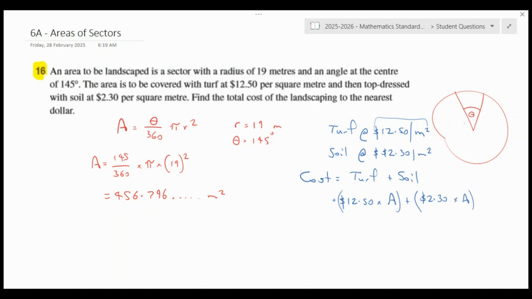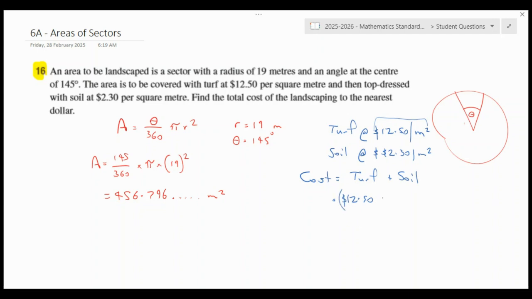Now, I'm going to do something that looks a little complicated, but I'm going to explain it. Both of those are multiplied by our area. Actually, no, I'm not going to bother. I'm going to keep it really straightforward. And so we've got $12.50 times our area.